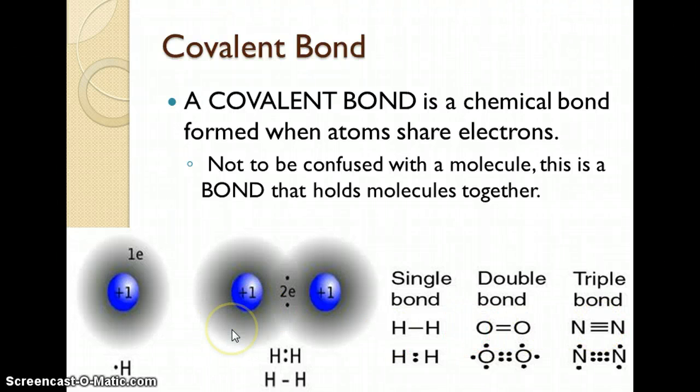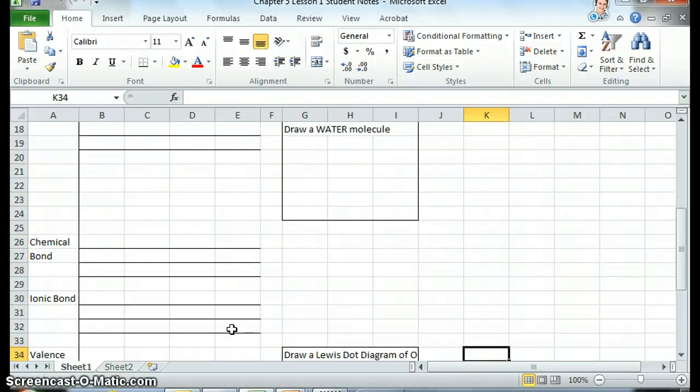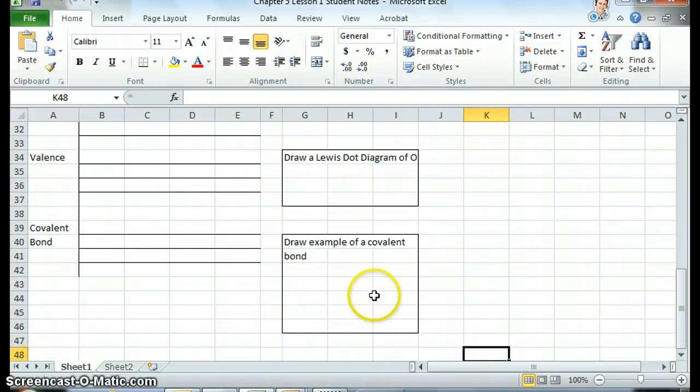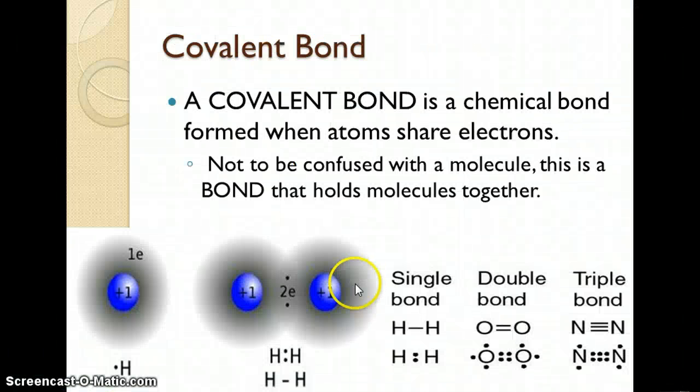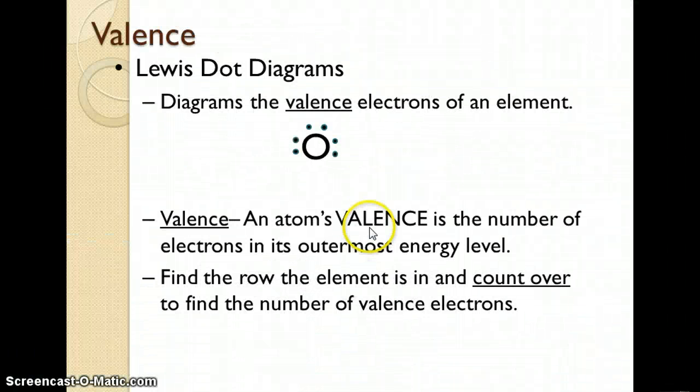So what I want you to do on your notes now is to draw an example of a covalent bond. Okay, and I would recommend using this right here. The hydrogen, draw me the atom like this, and then the Lewis dot diagram right underneath it, and then draw me the 2 atoms sharing the 2 electrons and Lewis dot diagram for that. And make sure that you draw the Lewis dot diagram of O from this slide.